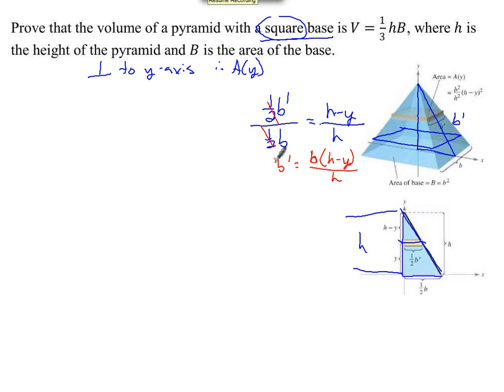So the reason I needed b prime is because I have a square sitting here. I need to know that length. As soon as I know that length, what can I do to it to find the area that I'm looking at?